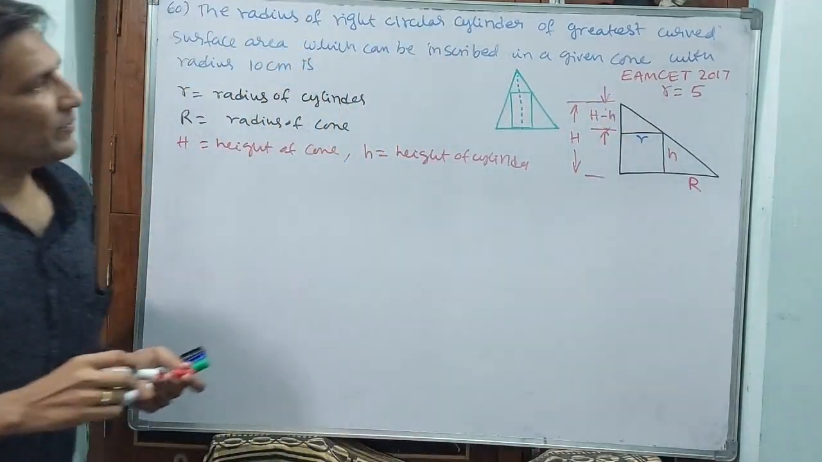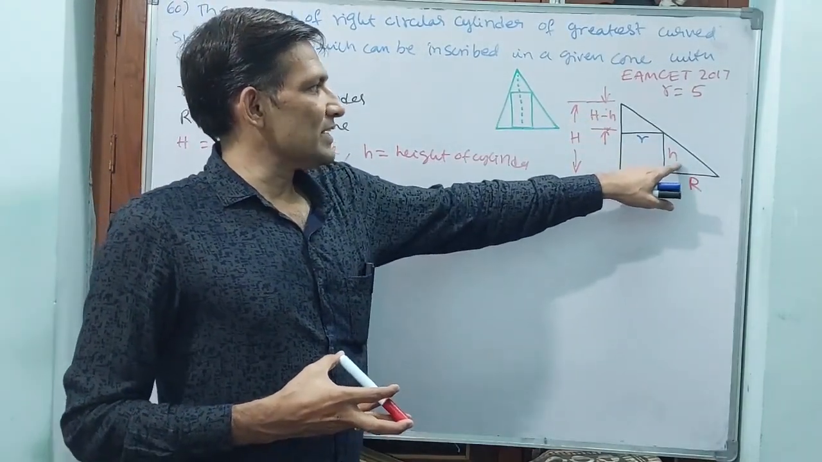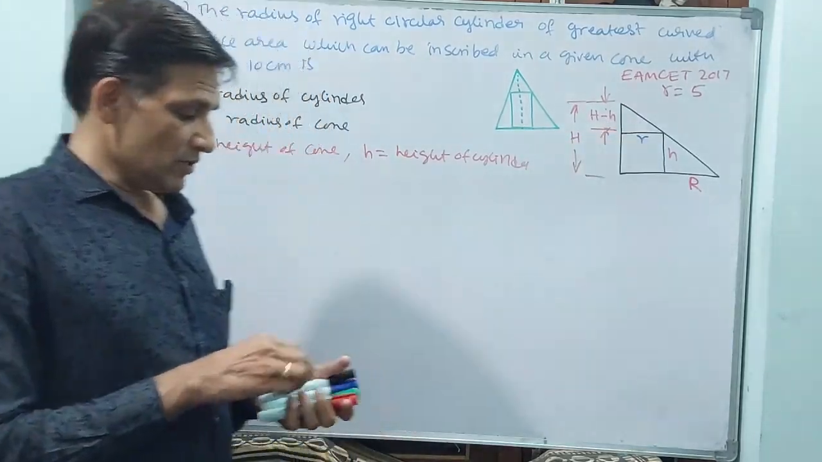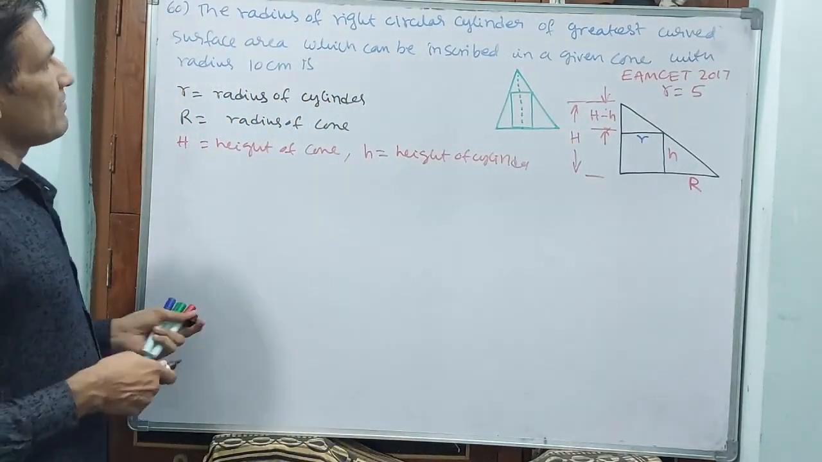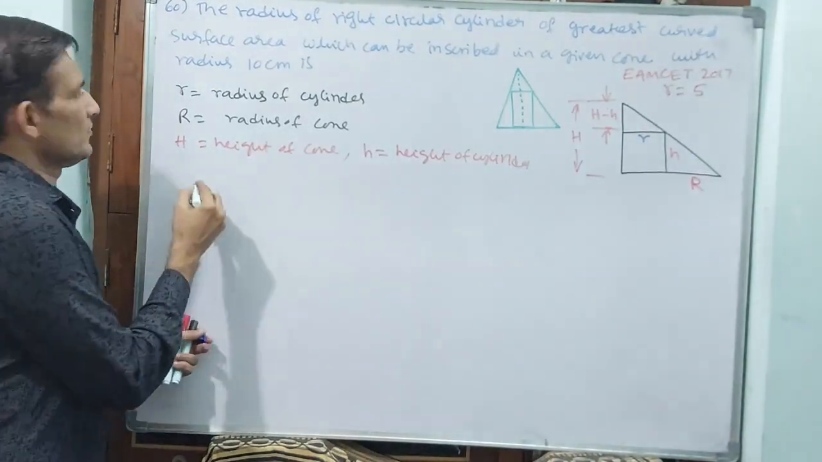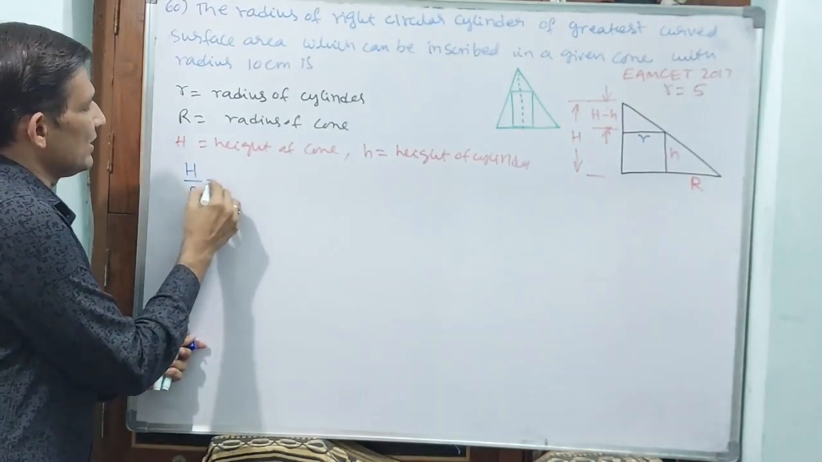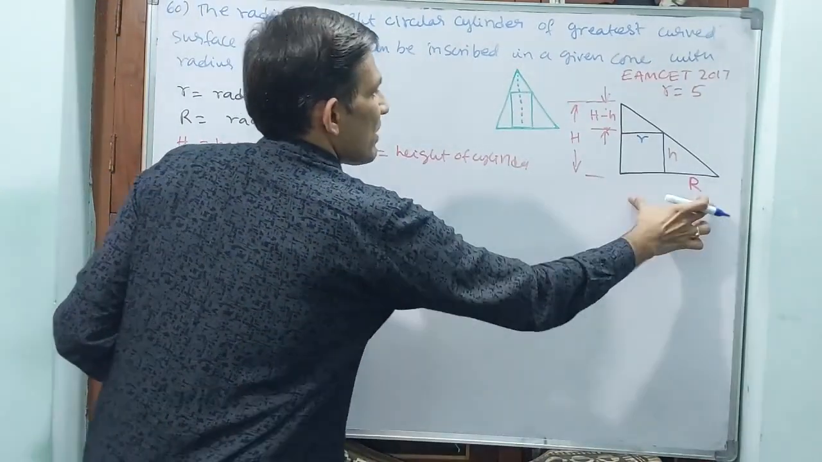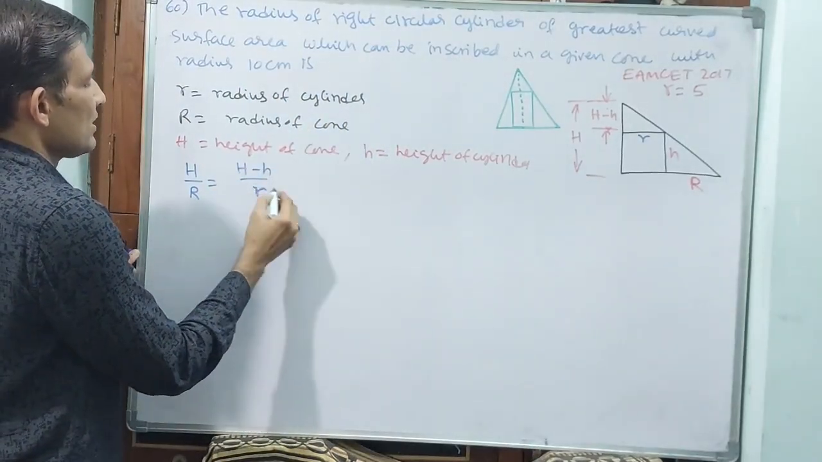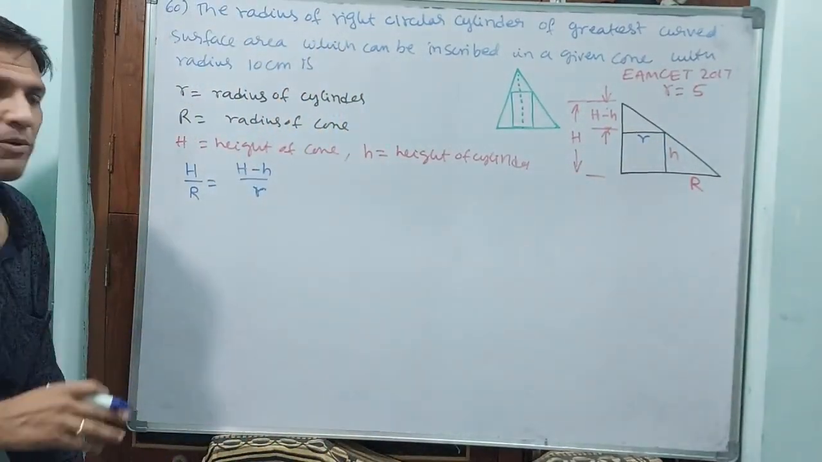You understand the figure now? Total capital H. This is small h. This portion is capital H minus small h. Now, logically we want to write one ratio here. See what I am writing. Capital H by R is equal to capital H minus h by small r. Is it okay? Because it is a right angle triangle, this property we know.